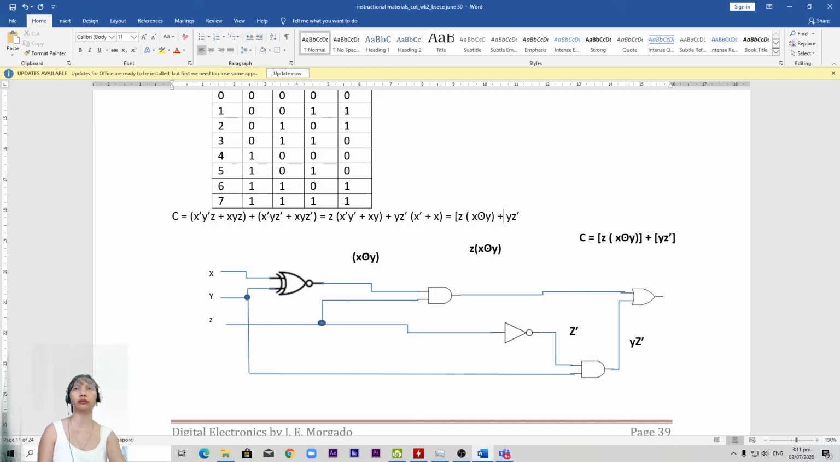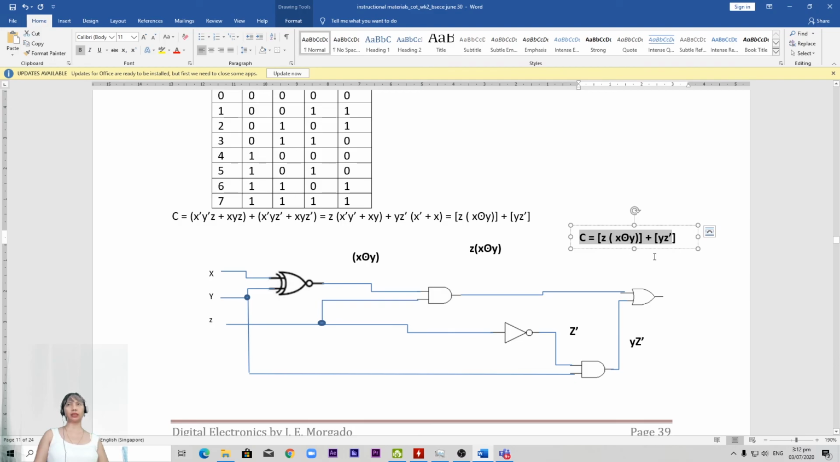So how are we going to connect these two terms? To connect these two terms, you need a plus, which is implemented by an OR gate. The output of the first AND gate is x nor y times z, while the output of the second AND gate is yz prime. The outputs of these are inputted to the OR gate, and the result is z equals x nor y times z plus yz prime.